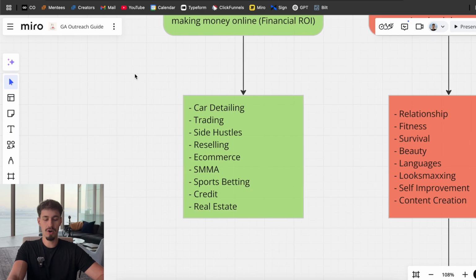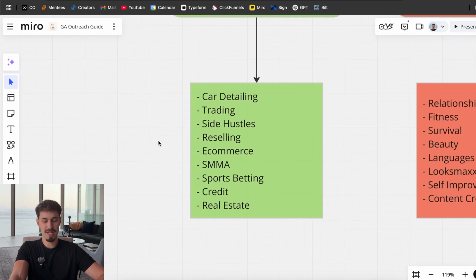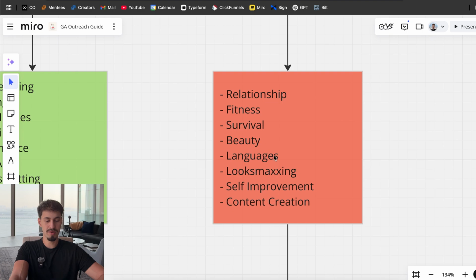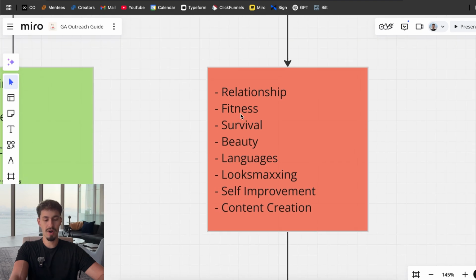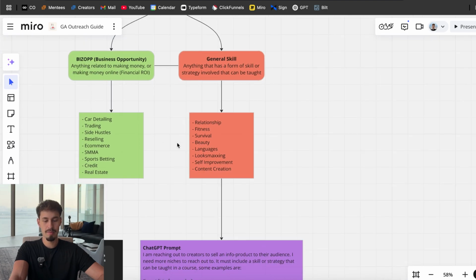So BizOp, these are all examples related to making money. These are in no important order. These are not saturated or unsaturated. These are literally just a list of examples. Car detailing, trading, side hustles, reselling, e-commerce, SMMA, sports betting, credit is a big one, real estate. And then on this other side, you've got relationship, fitness, survival, beauty, languages, learning languages, looks maxing, self-improvement, content creation. These are all things that don't have to do with making money. I mean, maybe content creation, it depends on what kind of offer you're gonna sell. Fucking doorbell always ringing. But it just depends.